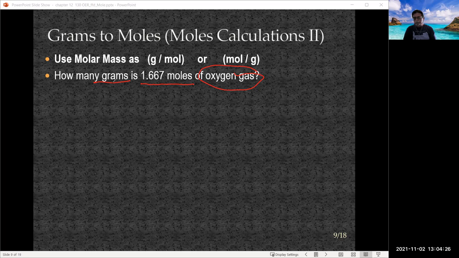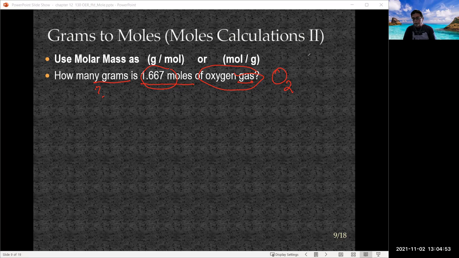All right, so this is what we're looking for, how many grams. This is what we're given, 1.66 moles of oxygen gas, the key word gas. So that tells us that we have to write the formula for example, for oxygen gas. And the fact that it gave you gas tells us that it's diatomic. It's one of the 7 diatomic elements.